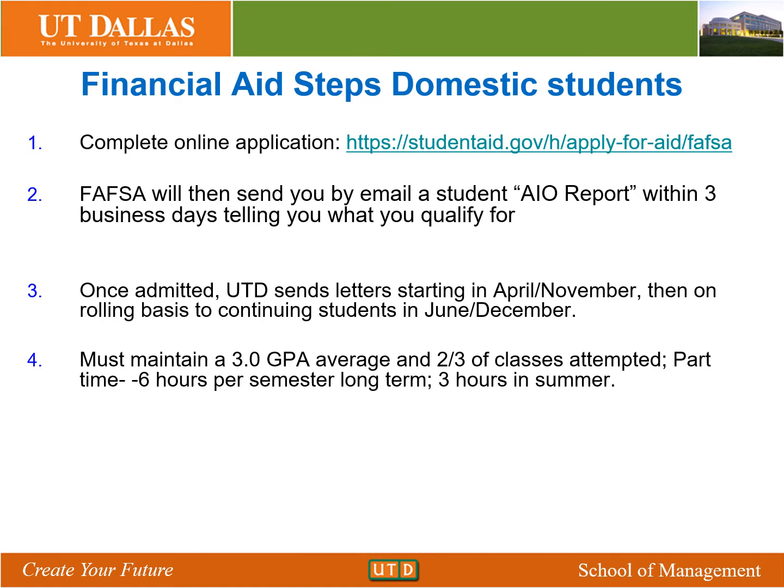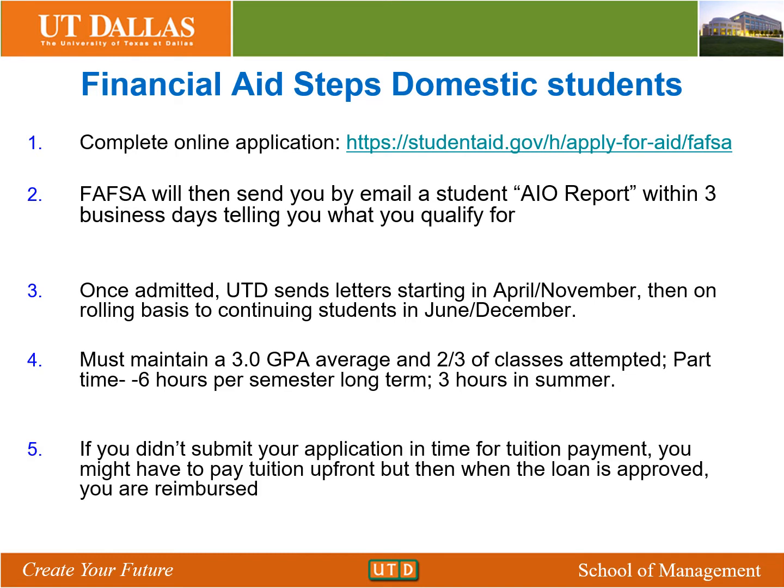If you're going part-time, and again, this only applies if you are getting U.S. government financial aid, you must do a minimum of 6 hours per semester in our long terms, which are spring and fall, and 3 hours in the summer. Our long terms are spring and fall, summer is our short term. If you are an international student or are not getting financial aid, full-time, part-time does not apply to you.